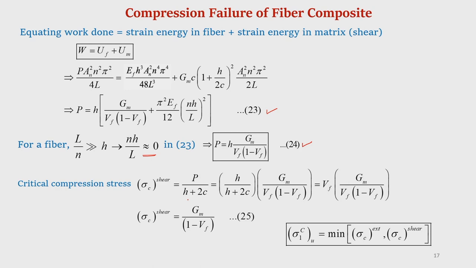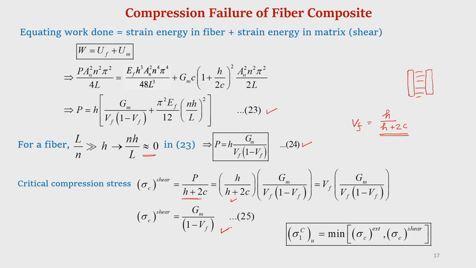Therefore, the critical compression stress at which microbuckling in the shear mode takes place is given by P by area, that is, H plus 2C into 1. Expressing H by H plus 2C, we know that this is nothing but the volume fraction, V_f, since H is the thickness of the fiber and 2C is the thickness of the matrix. Therefore, H by H plus 2C for a given length and width represents the volume fraction. So the critical compression stress at which fiber microbuckling in shear mode will take place is given by this.